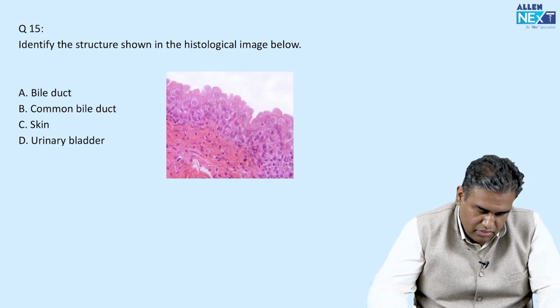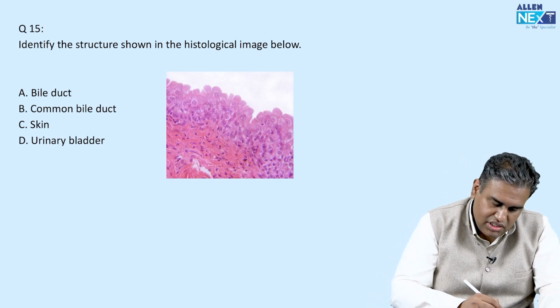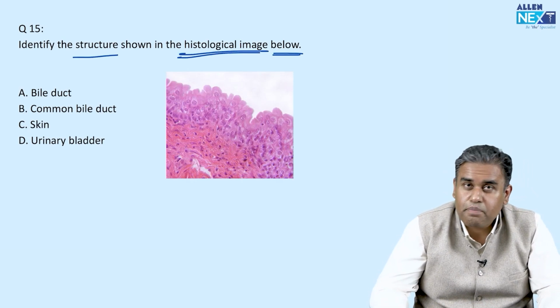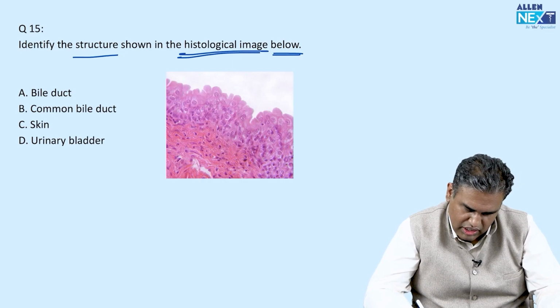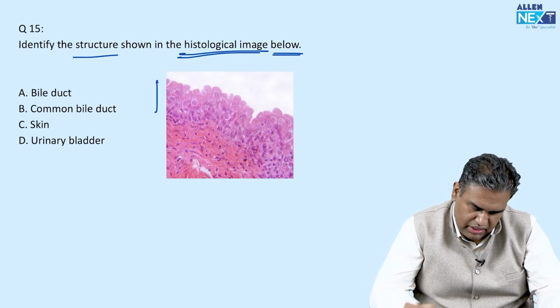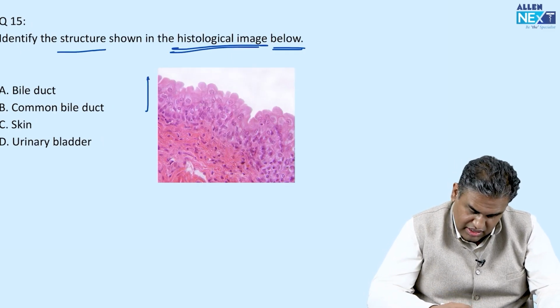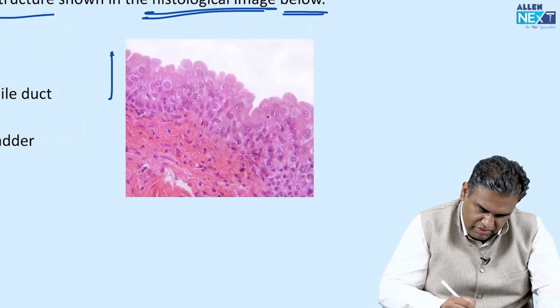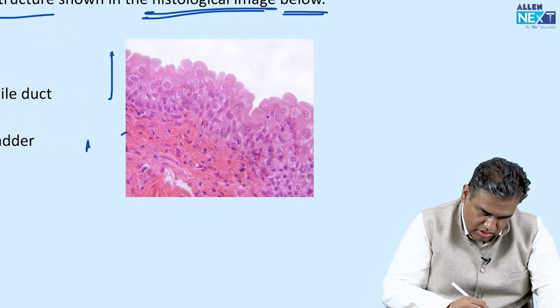Let's see the other one. Histological question. Identify the structure shown in the histological image below. What is it? Look at the histological image. Okay, we are seeing multiple layer epithelium. Then we are seeing some other structures over here. They look like wavy fibers. Could be muscles.